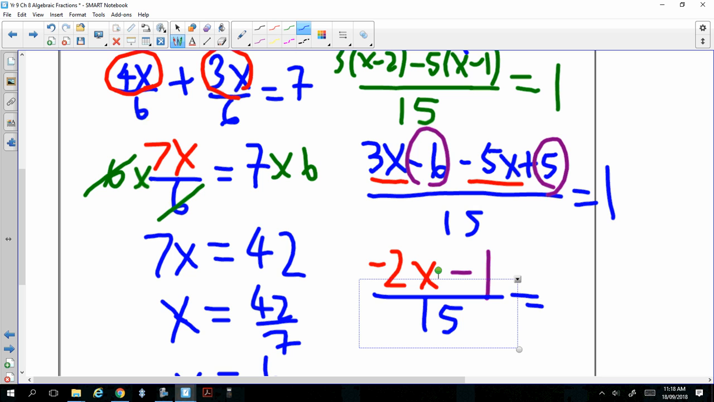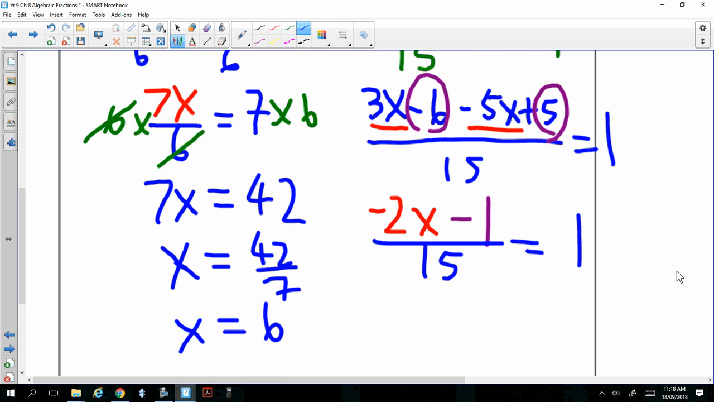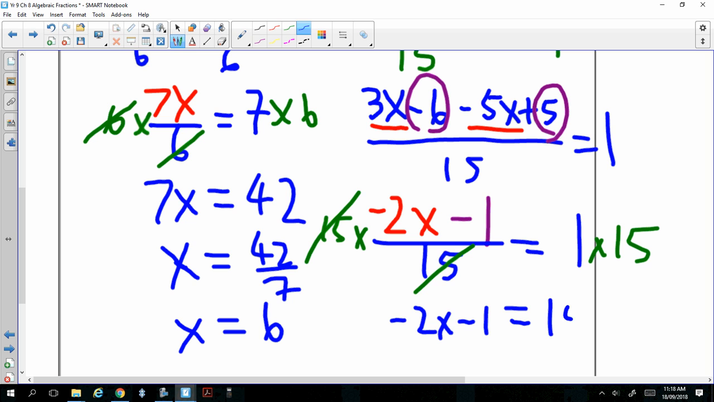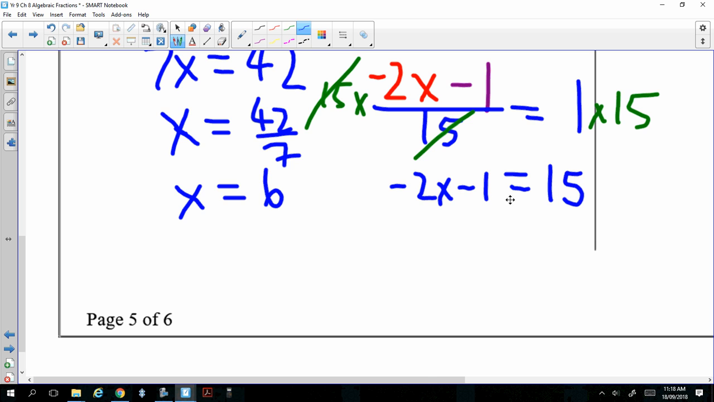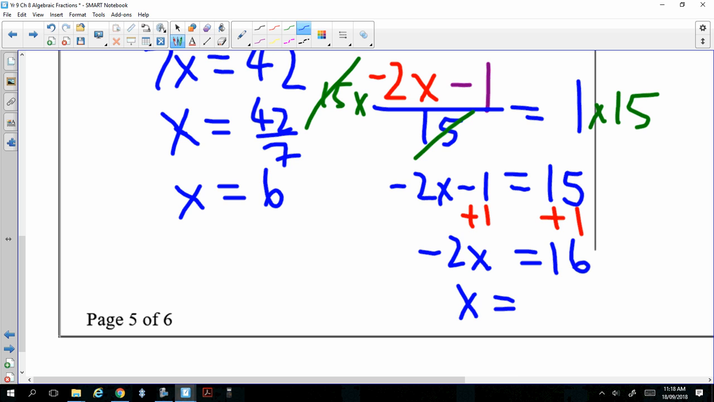What's the next step? Times 15, well done. So we times both sides by 15, and cancel. You end up with negative 2x minus 1 is 15. And now, what's the next step? Plus 1, well done. So that will be negative 2x is 16. And the last step is to divide by negative 2. And the answer will be negative 8. Okay, good. We did it.